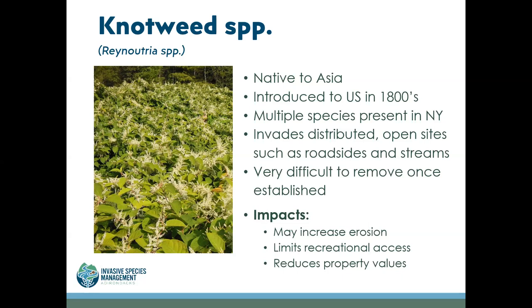They invade open and disturbed sites, such as roadsides, stream corridors, forest edges, and fields. This assemblage of knotweed species is very difficult to remove once established due to their extensive network of underground roots. So it's important, if we want to manage the species, that we identify them very early.